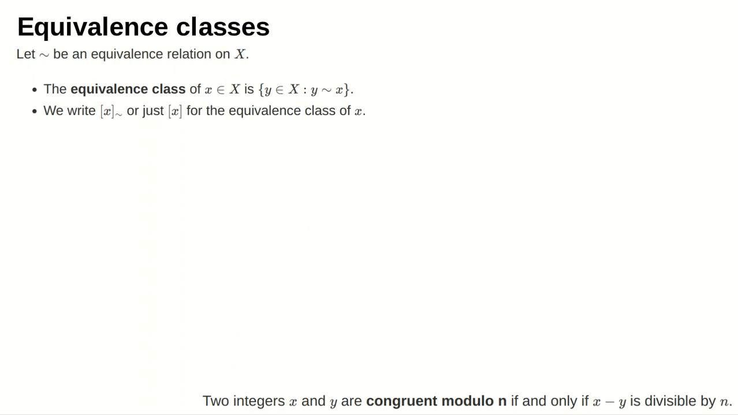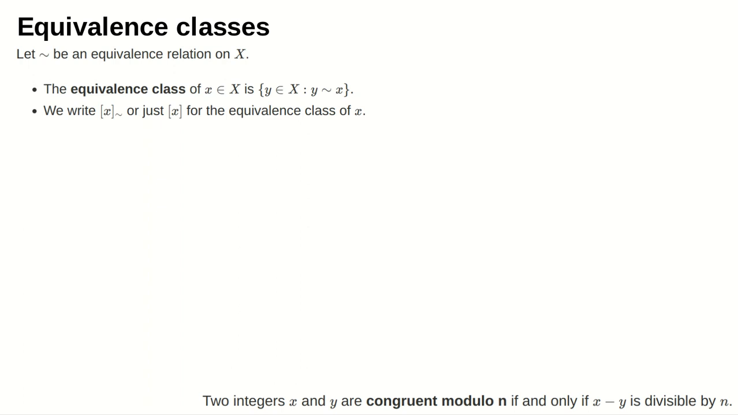The most important class of relations for us is going to be the equivalence relations. And in this video, we're going to look at a concept which is defined only for an equivalence relation, and it's called an equivalence class. So let's suppose we have a relation tilde on a set X, which is an equivalence relation.